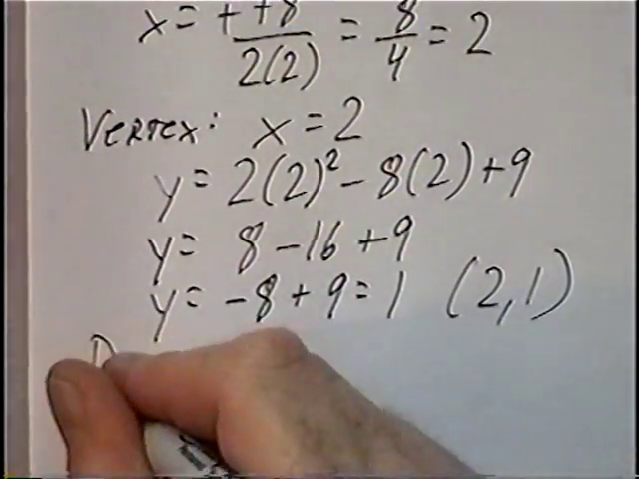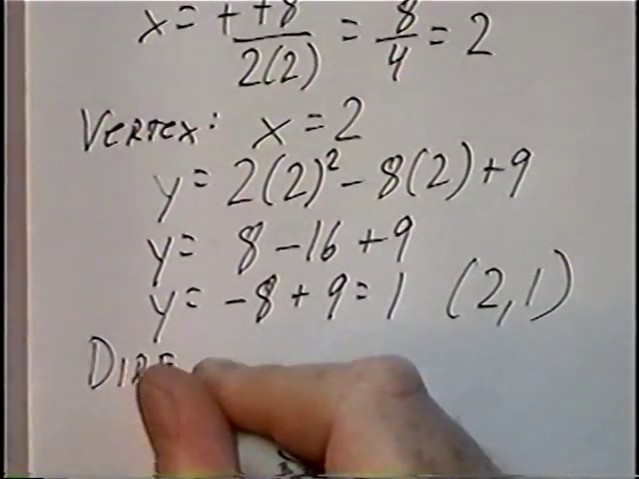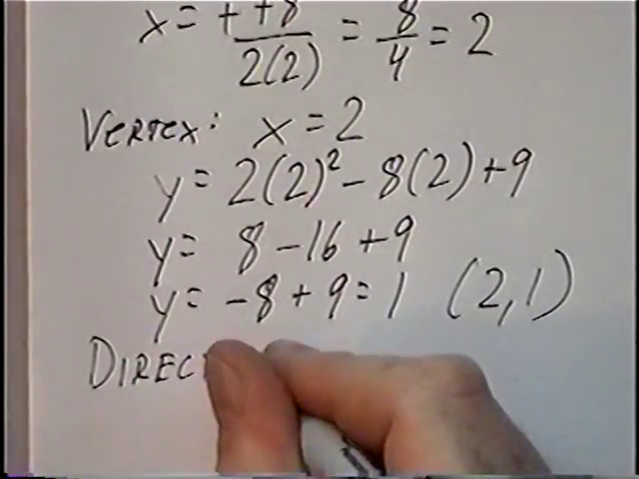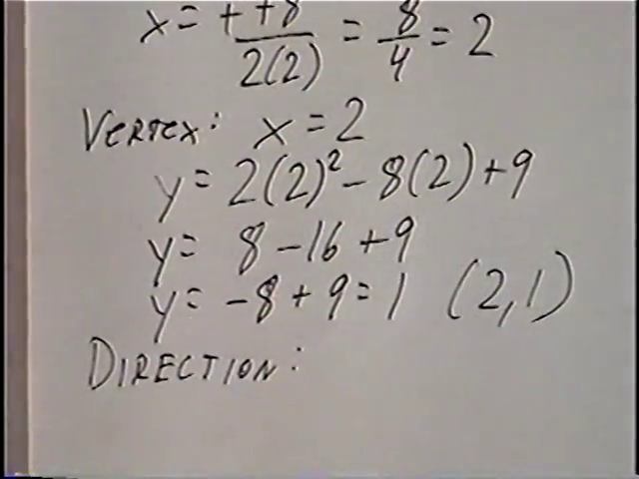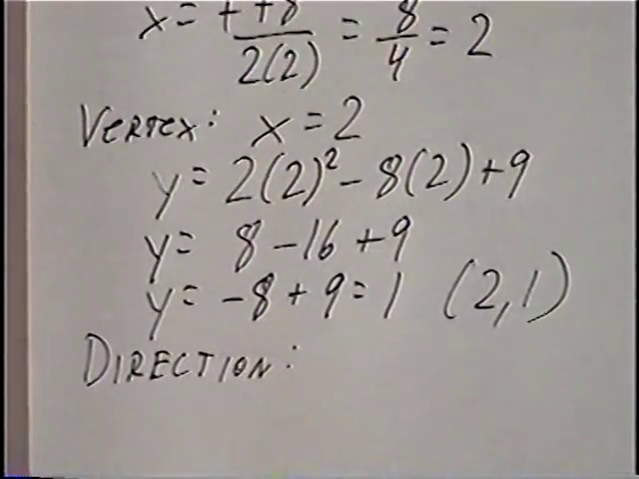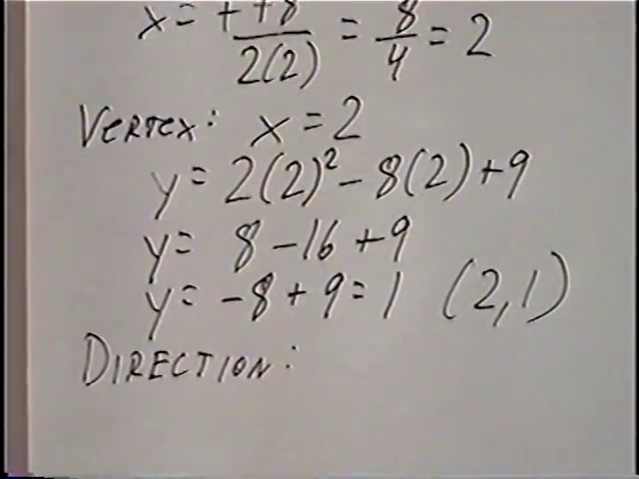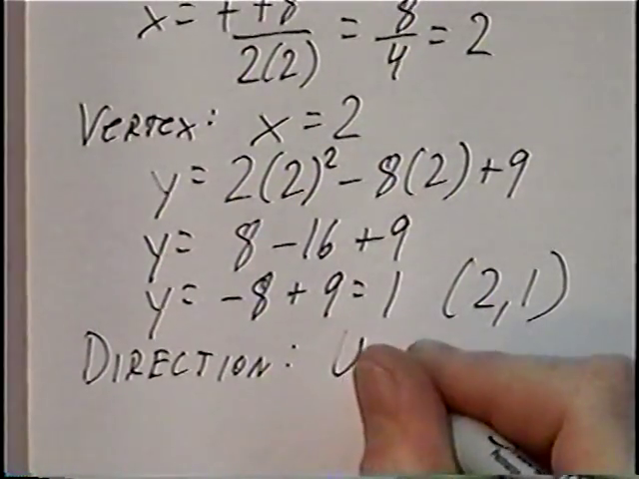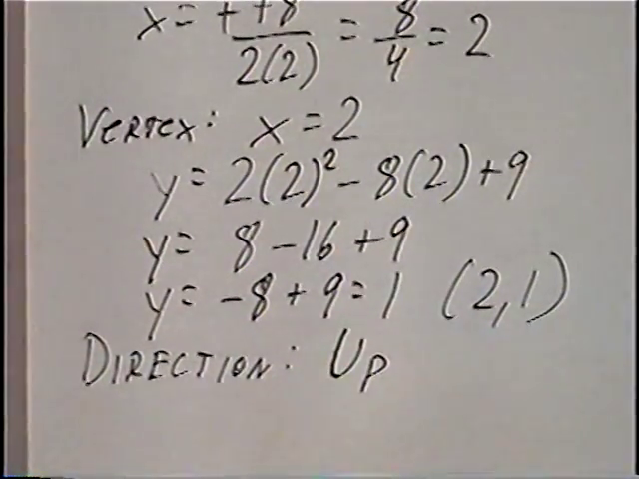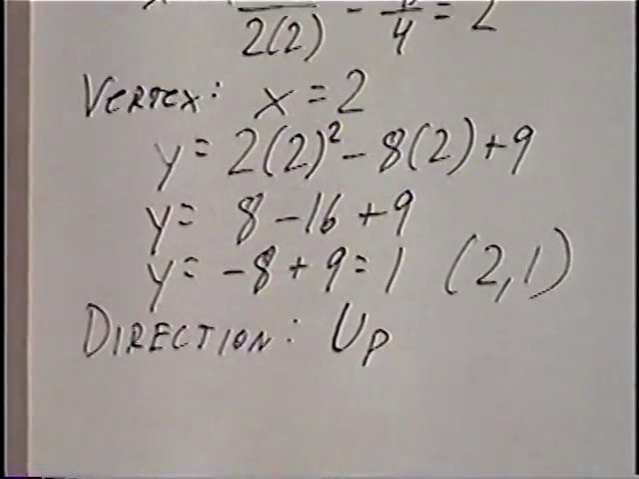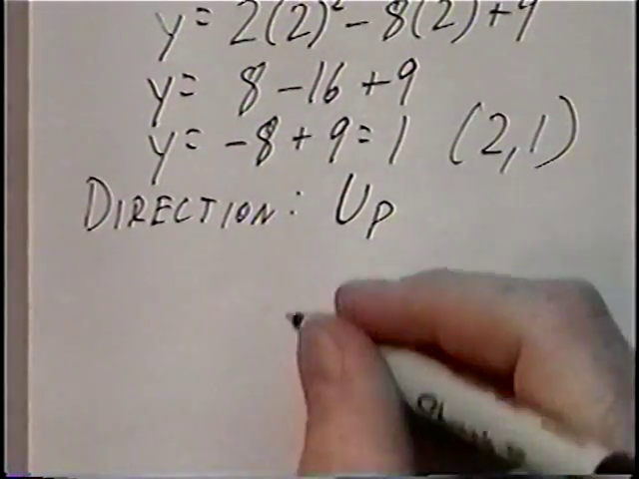And the last part before the graph is the direction. Direction will either be up or down. Looking back at the original equation, which was 2x squared, 2 is the value of a, which is positive, so this parabola will open up. From here we can graph.